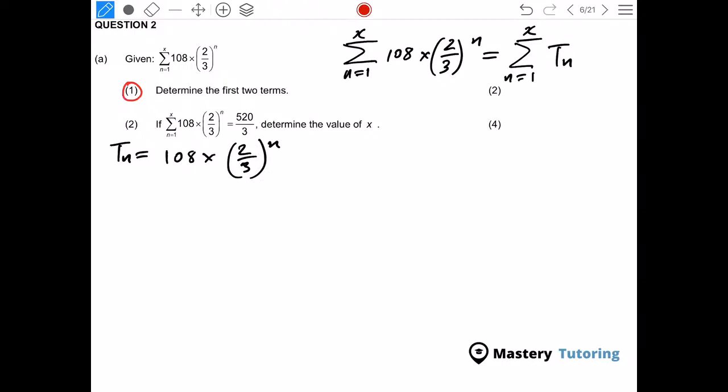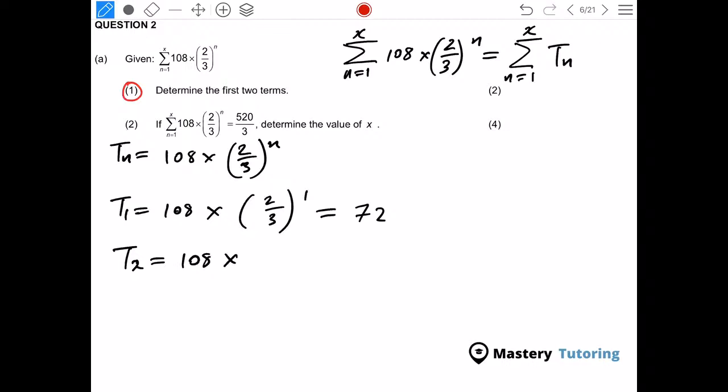So from this now we can find the first 2 terms. Term number 1 is going to be 108 times 2 over 3 to the power of 1, which gives us 72, and then term number 2 is going to be 108 times 2 over 3 to the power of 2, which equals 48. So these are the first two terms that they're looking for, 72 and 48.